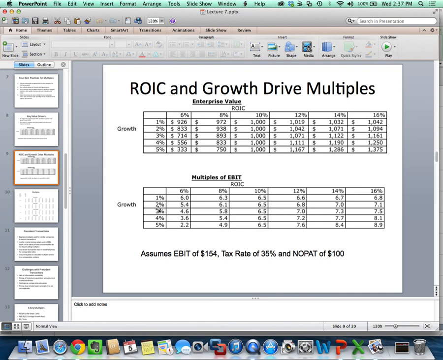So I've got two companies. One's trading at 6.5 times earnings. The other's trading at 5.4 times earnings. Why is my 5.4 trading at a discount? Yeah, that's right. It has a negative spread. All right, so that's the point.